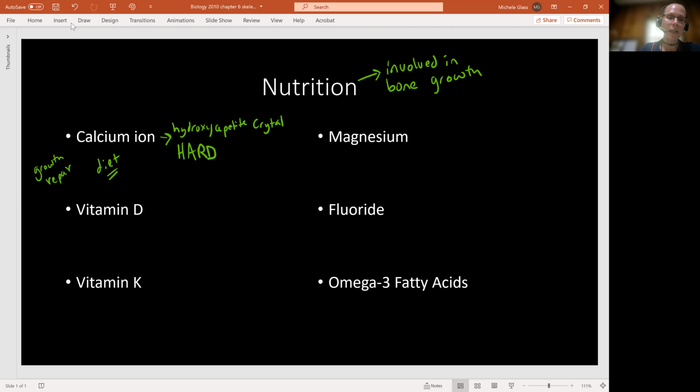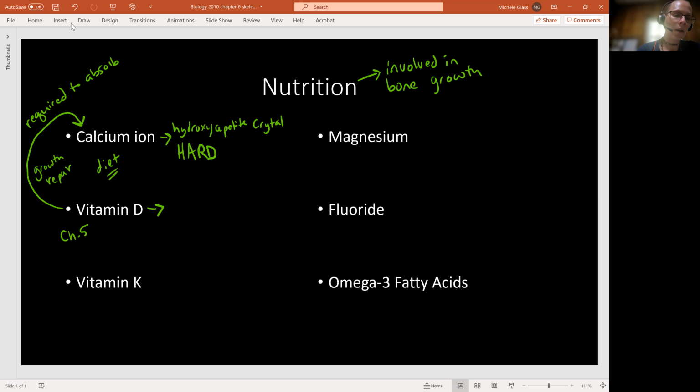Now we have this connection between vitamin D3 and calcium that we've talked about already. So vitamin D3 is going to be required to absorb the calcium that you're eating. So you can be eating lots of calcium, but if you don't have vitamin D3, then you're not going to be able to absorb that calcium from your diet. And when we talked about vitamin D, we did this in our chapter 5. So go ahead and take a look at that review there.